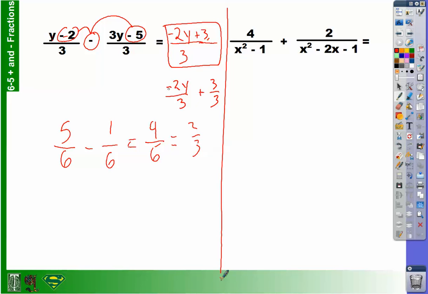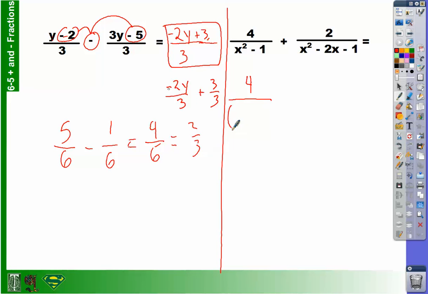So in my second problem, I have two fractions, and in this case I don't have common denominators. I have 4 over x squared minus 1 and 2 over x squared minus 2x minus 1. What am I going to have to do with this denominator? I'm going to have to factor it. So there's no common monomial for x squared and negative 1. So therefore, I have to look at other forms of factoring. And I notice that this is a difference of squares, because x squared is a perfect square and 1 is a perfect square. So I am going to rewrite the fraction.